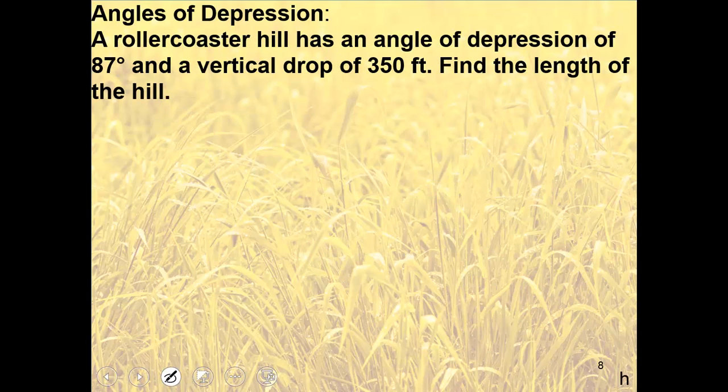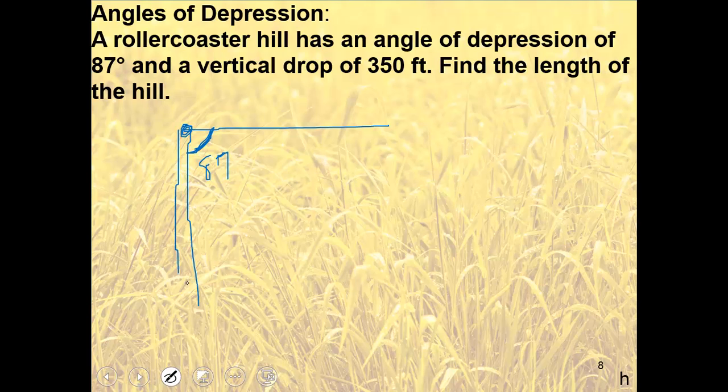A roller coaster has an angle of depression of 87 degrees. Woo, that's steep. So we're at the top of the roller coaster, and we have an angle of depression of 87 degrees. So that's like almost straight down. And there is a vertical drop of 350 feet. Find the length of the hill.